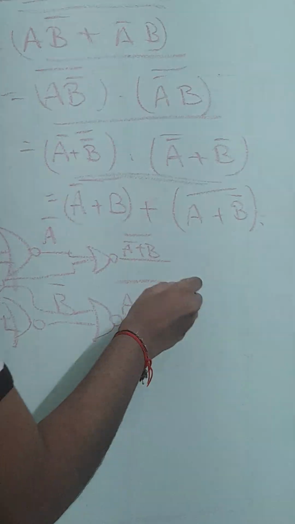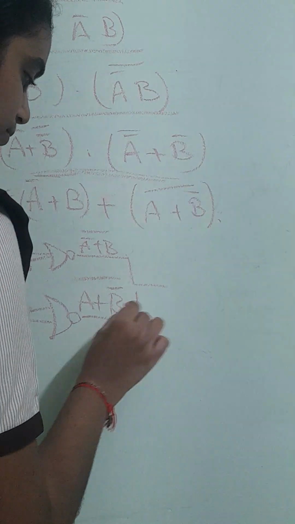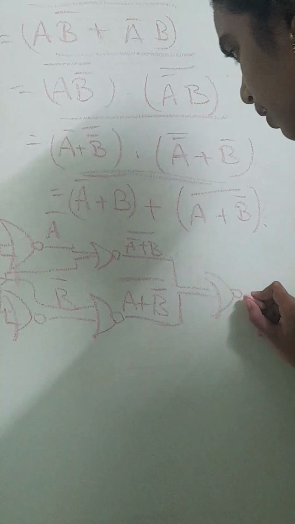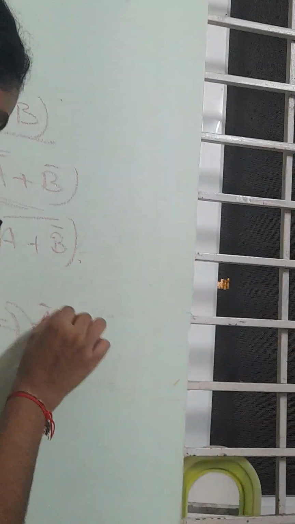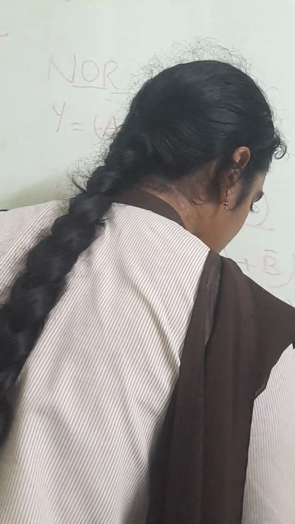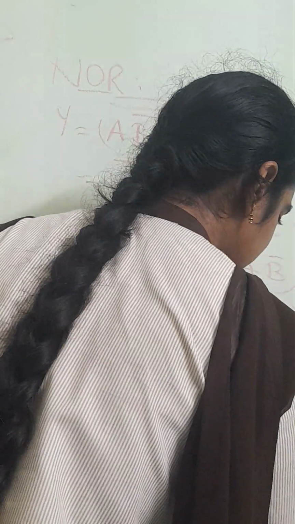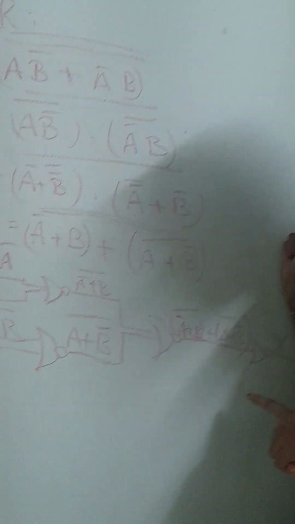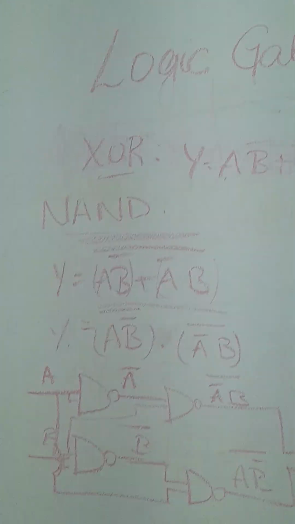Now I am going to connect these two again. So I will be getting here A bar plus B bar plus A plus B bar whole bar. Now again if I connect this using a NOR gate, I will be getting the required output Y. So this is a conversion of XOR gate to NAND gate and NOR gate.